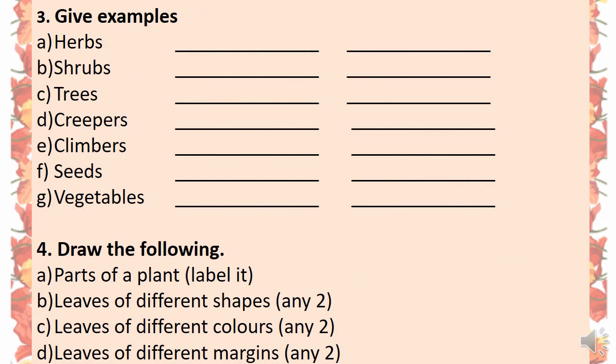In the third question, you have to write examples for herbs, shrubs, trees, creepers, climbers, seeds, and vegetables. The fourth question is quite creative. Draw parts of a plant and label them. Draw any 2 leaves of different shapes, any 2 leaves of different colors, and 2 leaves that have different margins.